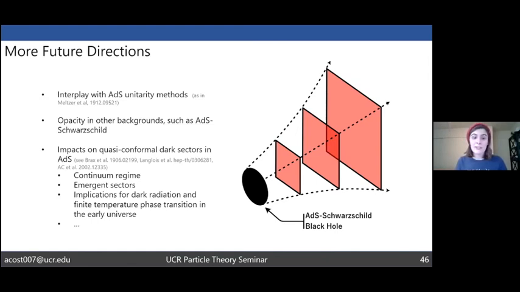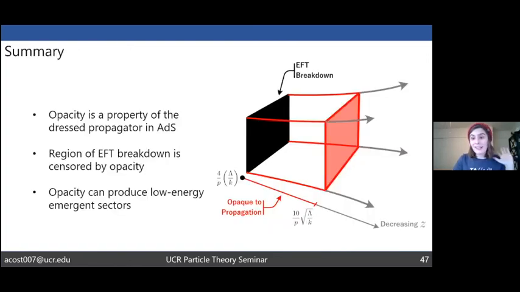It would also be interesting to see, as I mentioned, how this opacity effect interplays with the AdS black hole and so on. So here's a quick summary, and if you have any questions, I'd be happy to discuss.